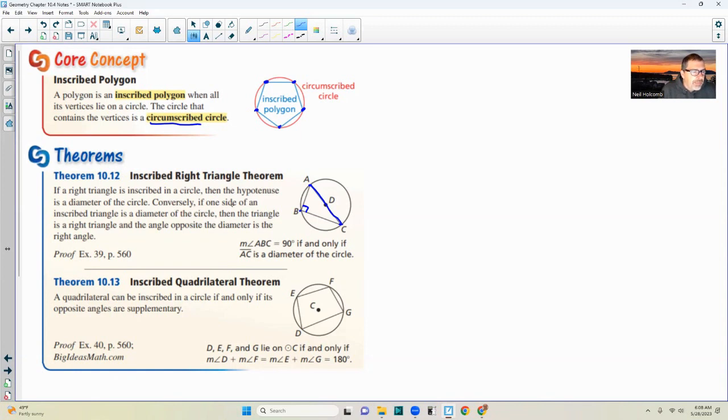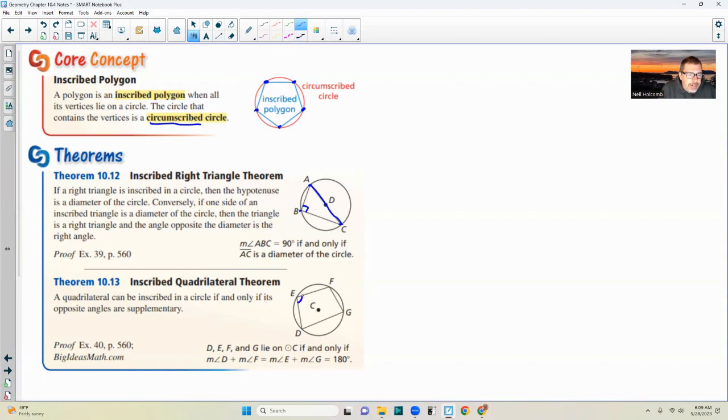Okay. Conversely, if one side of an inscribed triangle is a diameter of the circle, so I could move B anywhere around and leave AC where it is, it's a diameter, then the triangle that we create is always a right triangle. Okay, so the measure of angle ABC is 90 degrees if and only if AC is a diameter. Theorem 10.13, inscribed quadrilateral theorem, says a quadrilateral can be inscribed in a circle if and only if its opposite angles are supplementary. Okay, remember what supplementary means? They add up to 180 degrees.